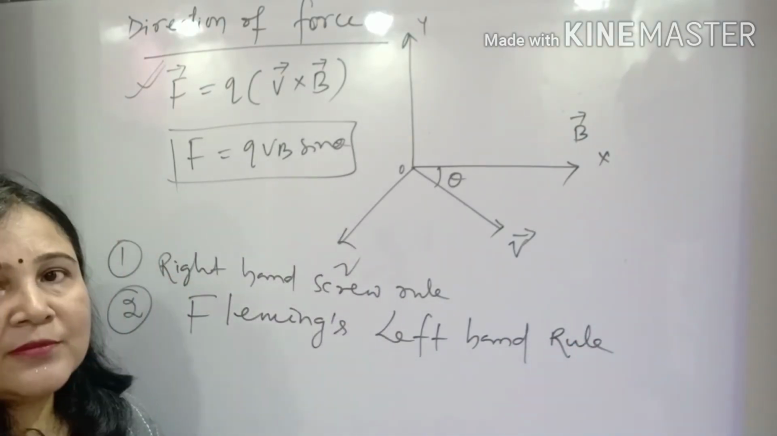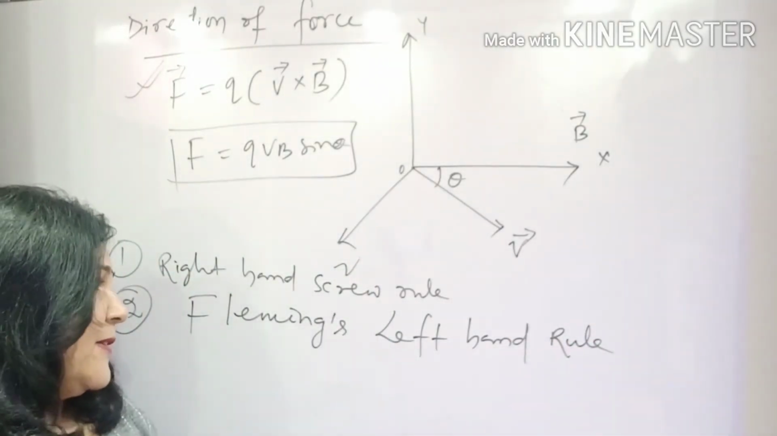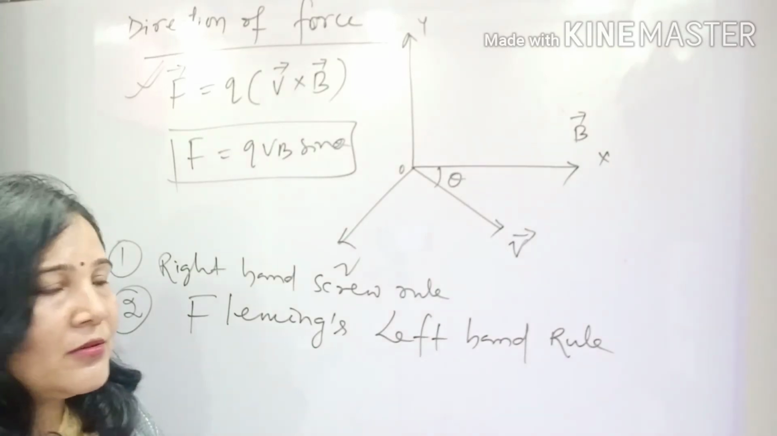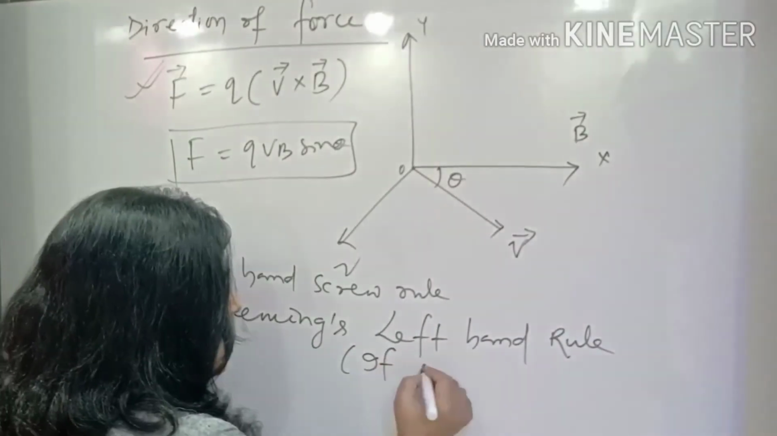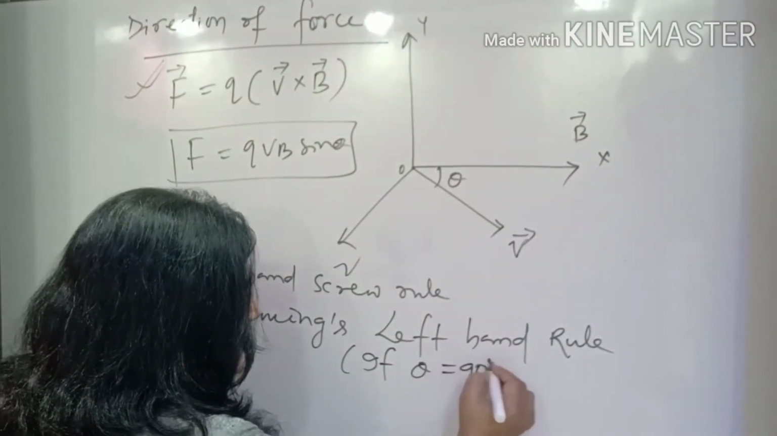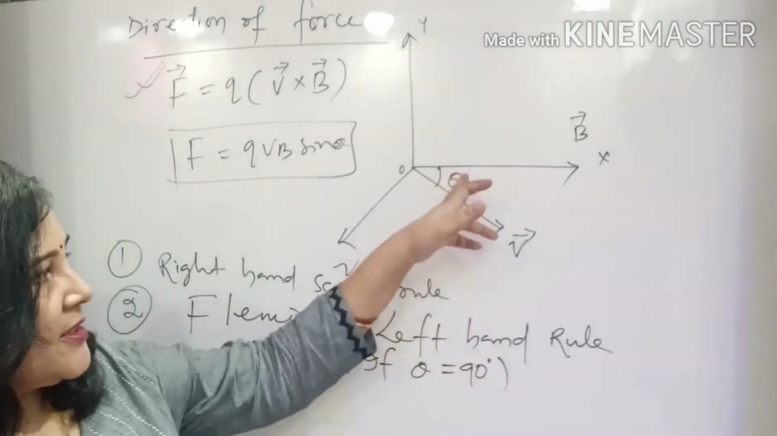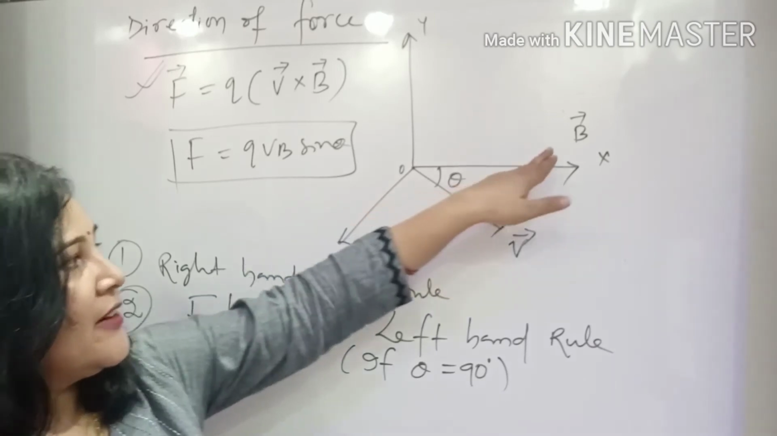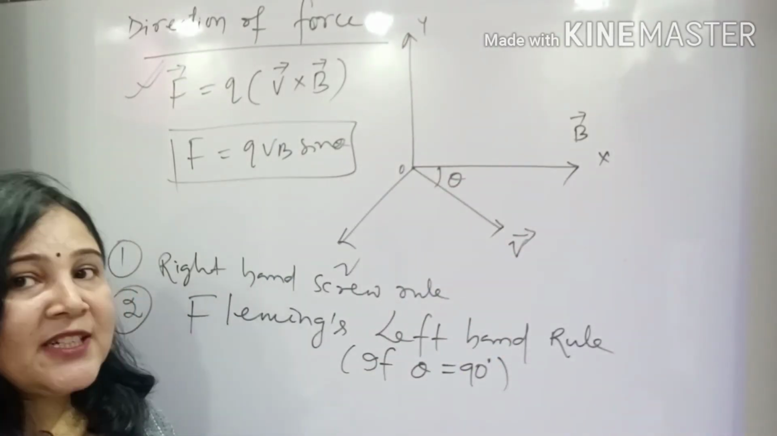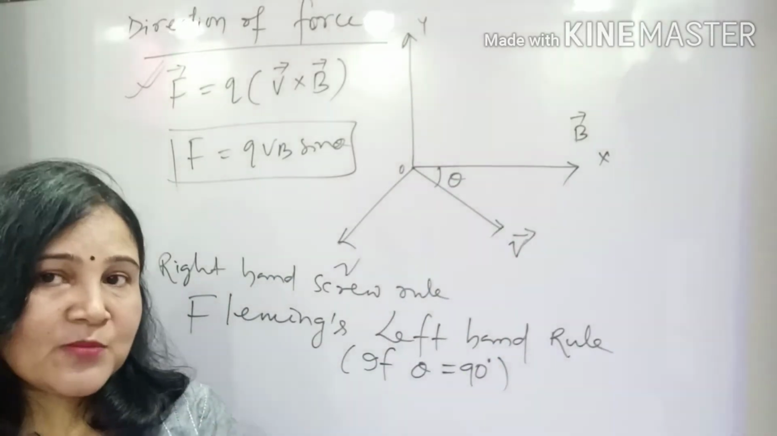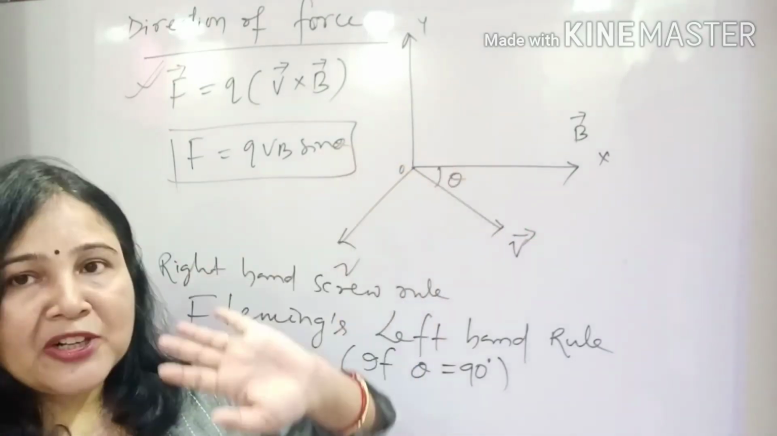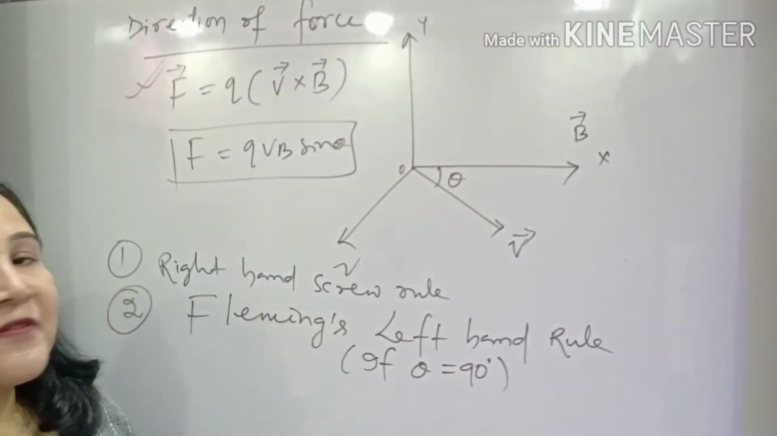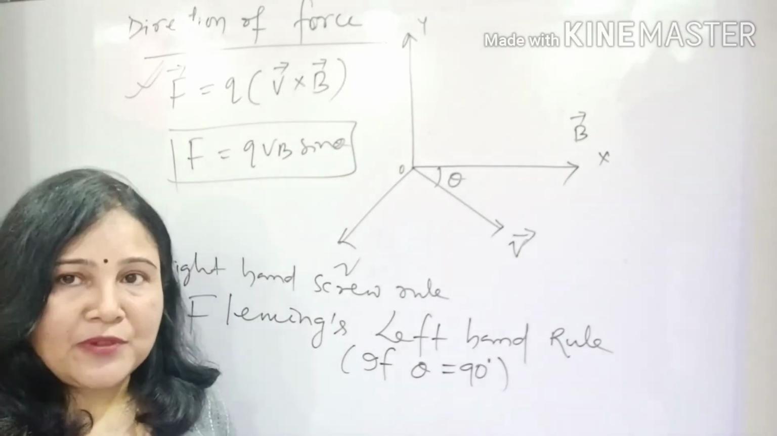Fleming's left hand rule can only be used if theta equals 90 degrees. What is theta? This theta is the angle between the velocity vector and the magnetic field. If it is 90 degrees, that means the charged particle is moving at 90 degrees to the magnetic field, and in that case you can use Fleming's left hand rule to find the direction of the force.